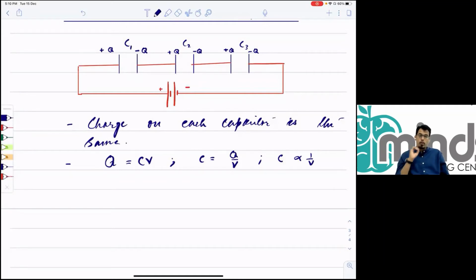Okay, see, what I'm saying, Q is equals to CV. In series combination, Q will remain same on each capacitor. So when I write C equal Q over V, can I say Q is a constant? So formula will become C equal constant over V. So can I say C is inversely proportional to V? Yes, sir. So it means that the capacitor which has more capacitance will receive less voltage. And the capacitor which has less capacitance will be receiving more voltage.